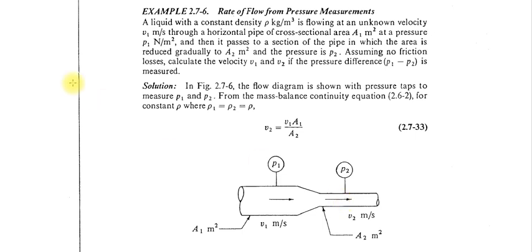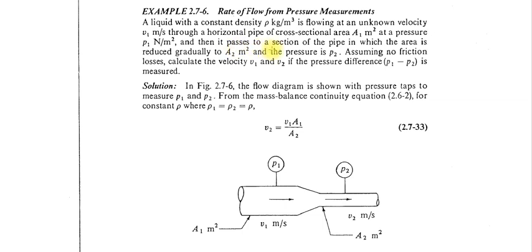So here you have a liquid with constant density rho flowing at an unknown velocity V1. V1 is not known to you. What is the V1? Through a horizontal pipe of cross-sectional area A1. Here the cross-sectional area is A1 at a pressure P1. Pressure is P1 here.